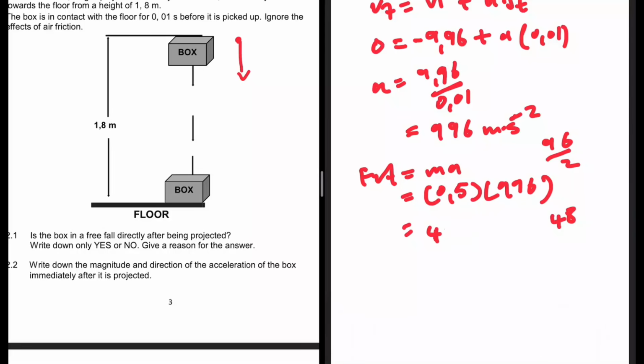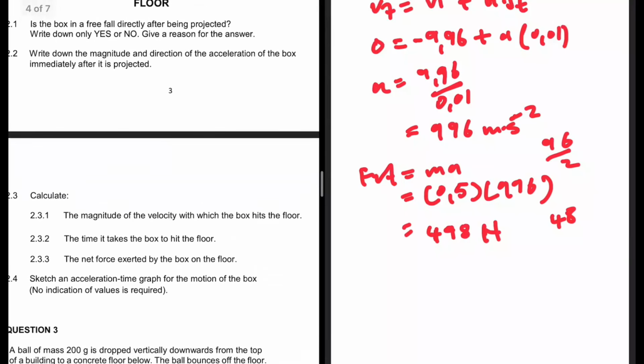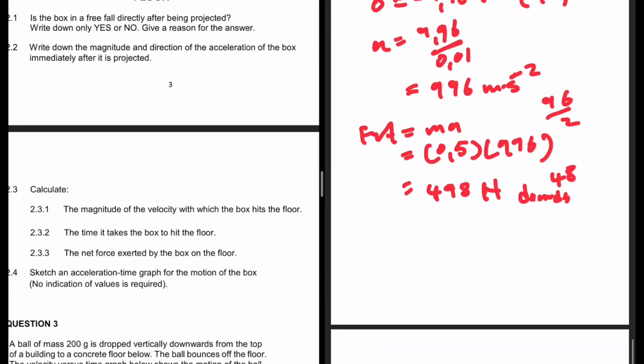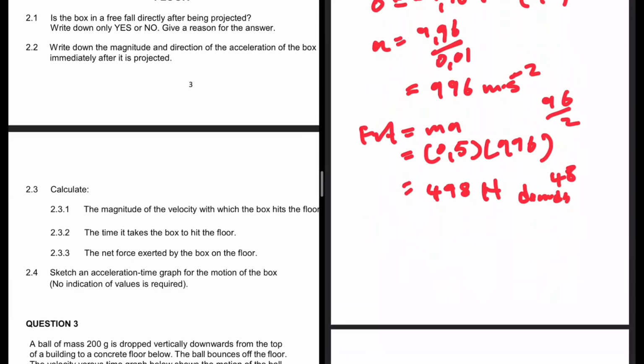We have 498 newtons, right? 498 newtons. Does it say the force? Yes, the net force exerted by the box on the floor. So we have to say it downwards. Right. So that is 2.3.3.